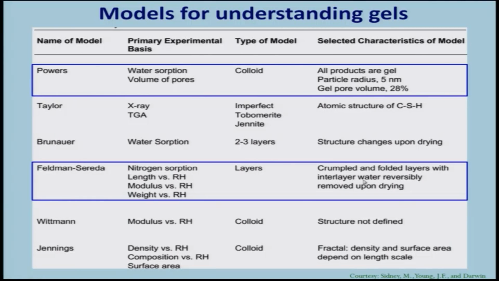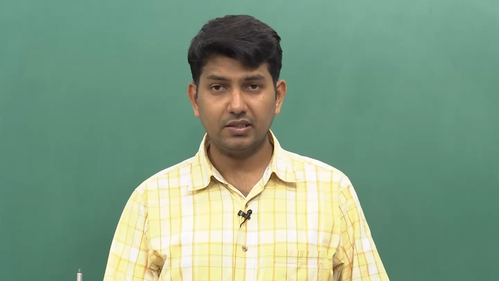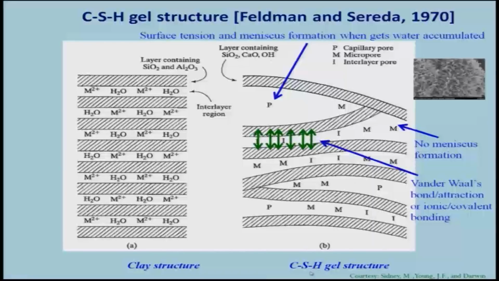What interlayer water is, and why it should be considered as folded layers, will be dealt with a little later. As of now, let us not get into other models; we will stick only to Power's and Feldman-Sereda's models. In the Feldman-Sereda model, the first assumption is that the calcium silicate hydrate gel, which is the principal strength forming phase in Portland cement based paste systems, is considered equivalent to that of a clay structure.